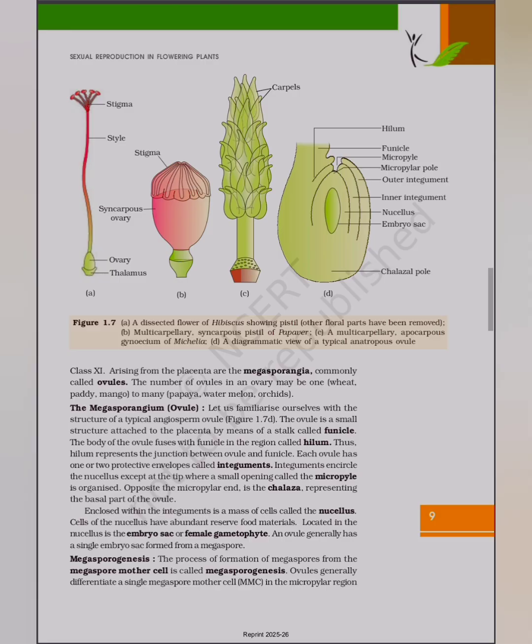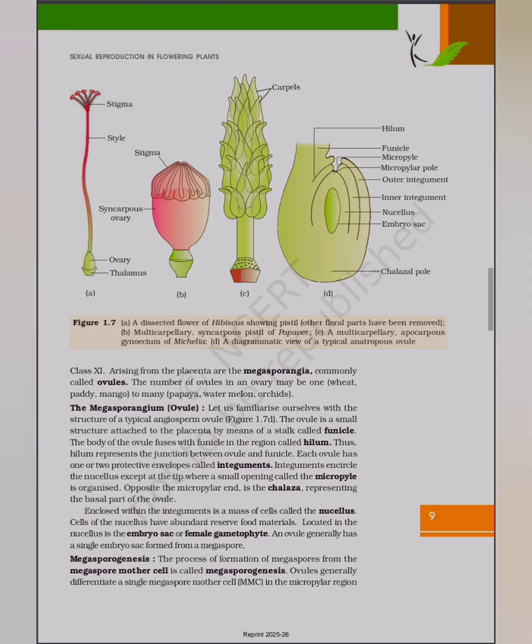The ovule is a small structure attached to the placenta by means of a stalk called funicle. The body of the ovule fuses with the funicle in the region called hilum. Thus, hilum represents the junction between ovule and funicle. Each ovule has one or two protective envelopes called integuments. Integuments encircle the nucellus except at the tip where a small opening called the micropyle is organized. Opposite the micropylar end is the chalaza, representing the basal part of the ovule.